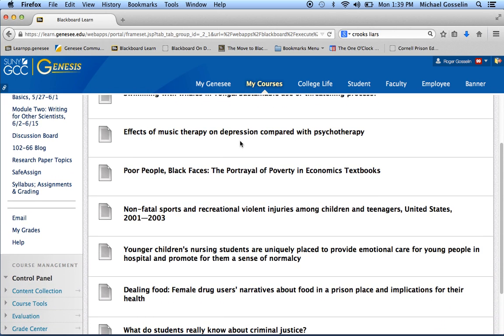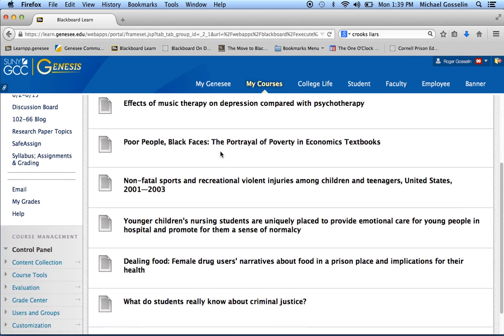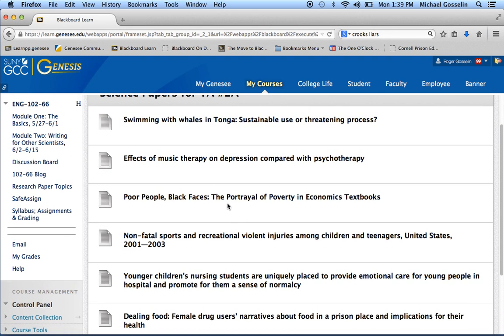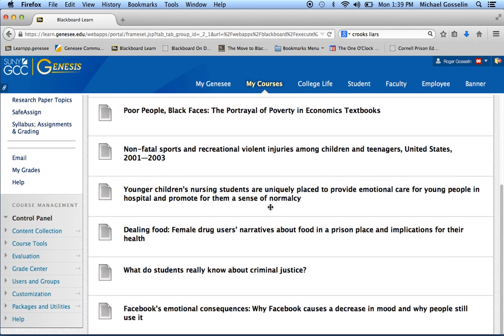Music therapy on depression compared with psychotherapy. Okay, alternative ways of dealing with depression, which is something I have some experience with. Here's one. This person studied images in college economics textbooks to see how poverty was portrayed in the pictures, and she found that poverty is fairly racially portrayed in a lot of economics textbooks. Interesting study. Non-fatal sports and recreational violent injuries among children and teenagers.